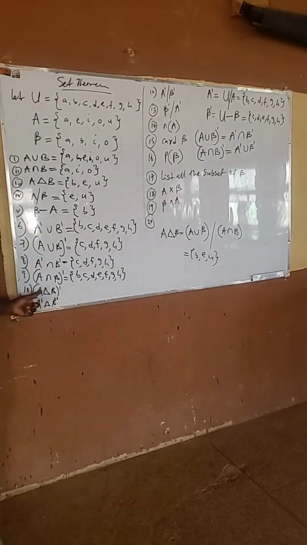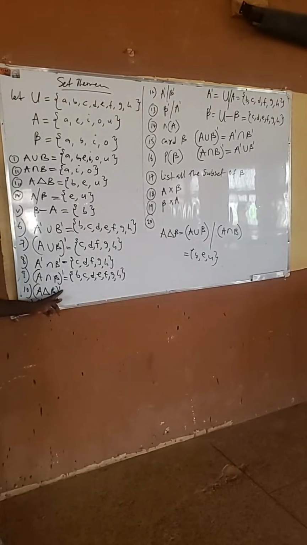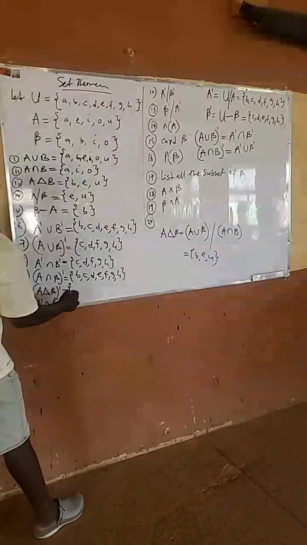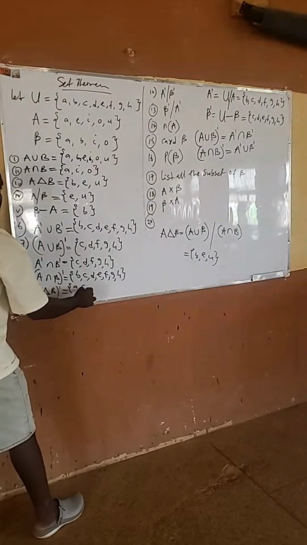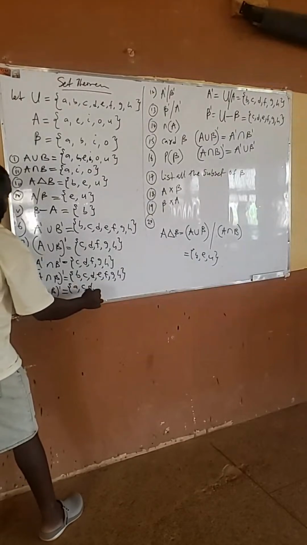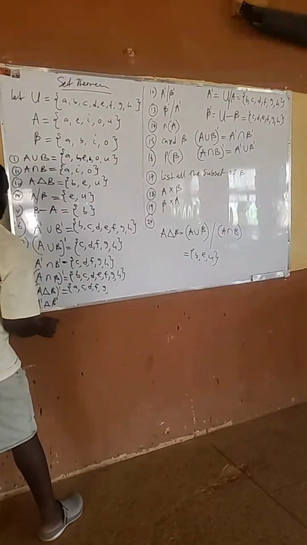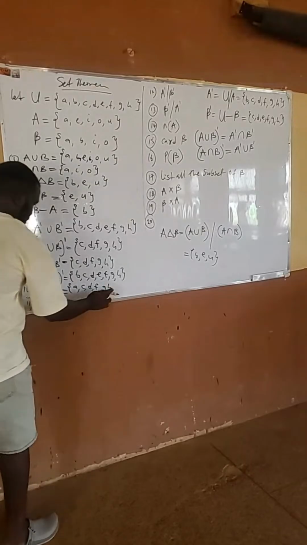So now, who can tell me what this one is? A symmetric B complement. What does it mean? What is in the universal set that is not in the symmetric difference? So now, what is here that is not here? All right, let's go. Tell us. A, C, D, F, G, H. Is that all? Okay.